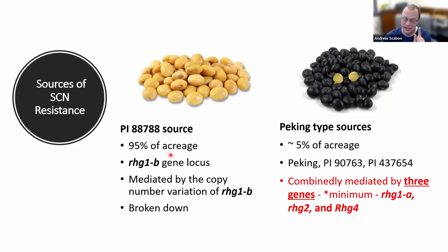The gene that's used, a single gene, a single locus that has a 3-gene tandem repeat that Matt mentioned, is RHG1B. The Peking type resistance is actually mediated by 3 genes, and that's a point I want to get across in this presentation. When you talk about Peking type resistance, that is mediated by 3 total genes, at a minimum. I will also say that that's what we know as of today. Those genes are RHG1A, RHG2, and RHG4.